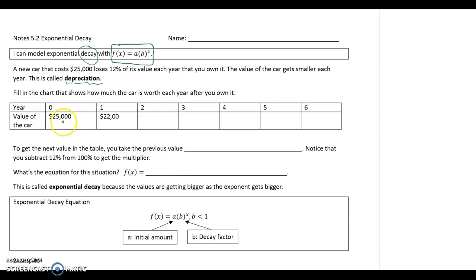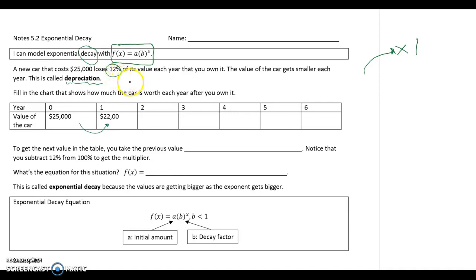We can see that it starts off at $25,000 and then it's going down to $22,000. So we're losing that 12% every year. Or what I like to think about, going back to my thoughts on the previous lesson, is that if we were to multiply something by 1, it would stay the same. If we're losing value, we've got to multiply by a number that's less than 1. Well, the question is, how much less than 1? It looks like it's 12% less than 1.